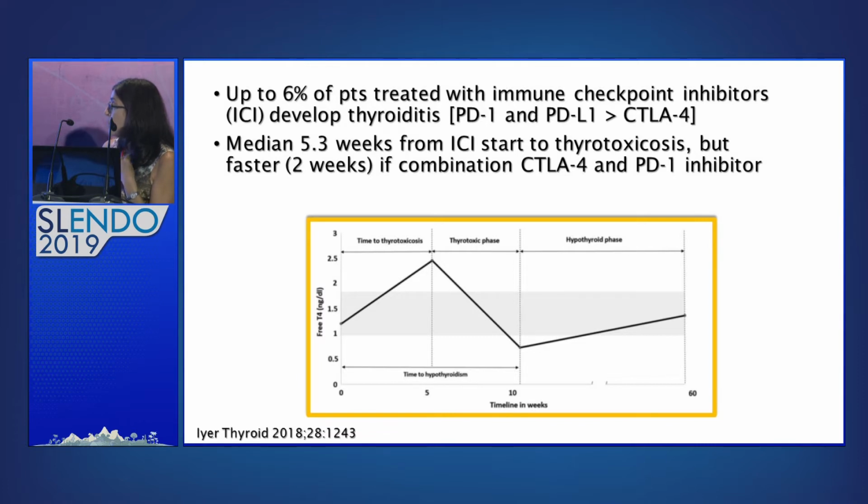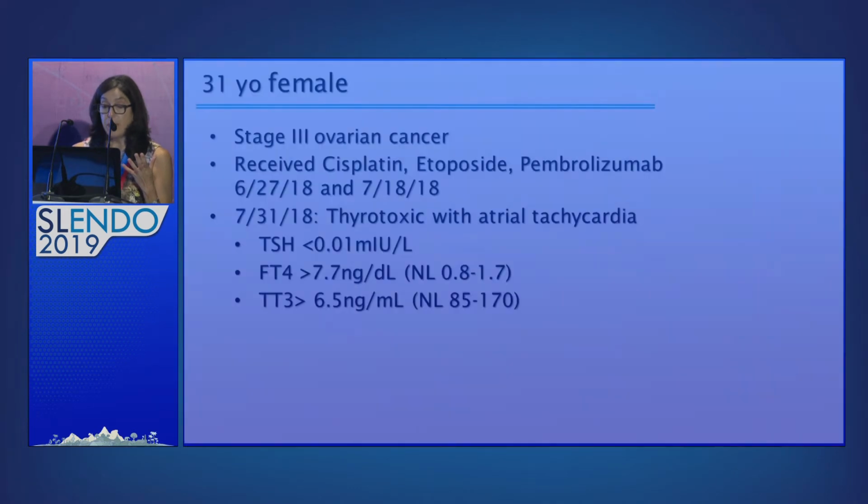It shows the typical time when this can happen. So really early on, at 5 weeks, they become thyrotoxic. They then come back to normal and they become hypothyroid. But remember, this can happen as early as 2 weeks on combined therapy.